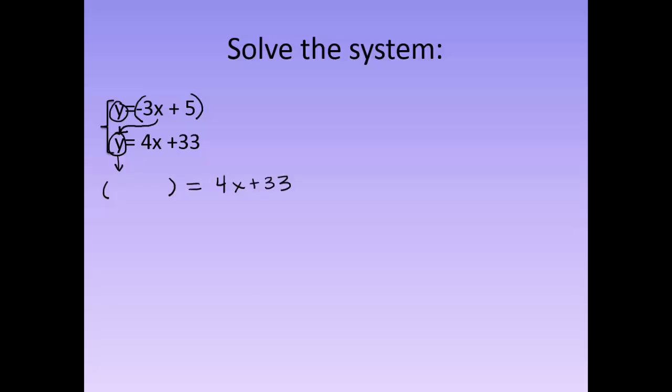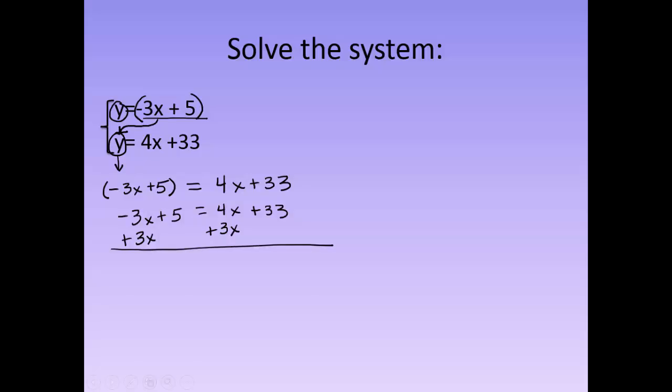And in those parentheses, I substitute this other expression that's also equal to y. Now there's nothing to distribute, so I can just drop the parentheses and continue. And we solve the way we always have. I'm going to go ahead and add 3x to the other side because I like to make things positive. You could subtract 4x instead if you prefer that.